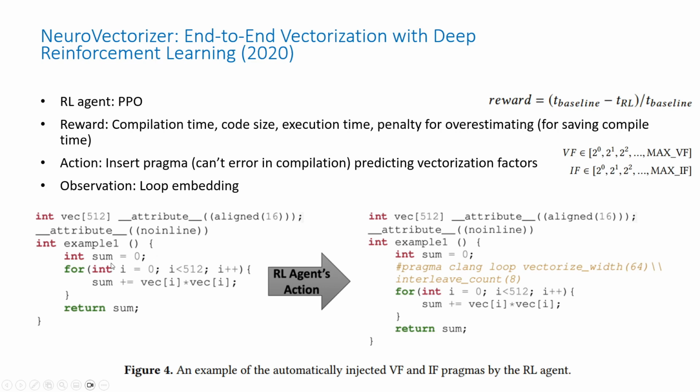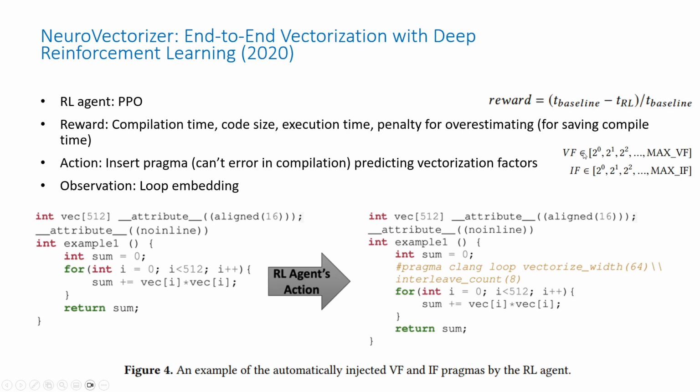You have a for loop, and you insert a pragma for the vectorization that has the width and interleave count. And the agent that they're using, like in other papers, is a proximal policy optimization (PPO), and the reward is going to be the compilation time, code size, execution time, and a penalty for overestimating to save compile time, because sometimes the compilation time to get the reward is the bottleneck of this type of project. So the reward, you can see, is normalized against the baseline to get something like the speedup.